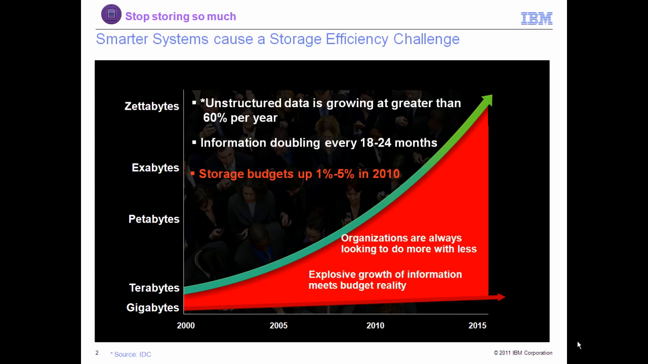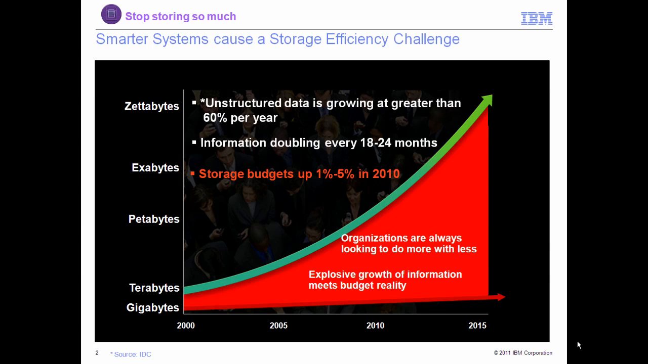As we all know, data is continuing to grow out of control. What used to be gigabytes and terabytes are now reaching petabytes, exabytes, and zettabytes of growth. Unstructured data is growing at a rate greater than 60% per year, year over year. Information is doubling every 18 to 24 months, and as we know, our storage budgets aren't keeping pace with those great storage demands. It's time to really find a solution to help us attack that problem.